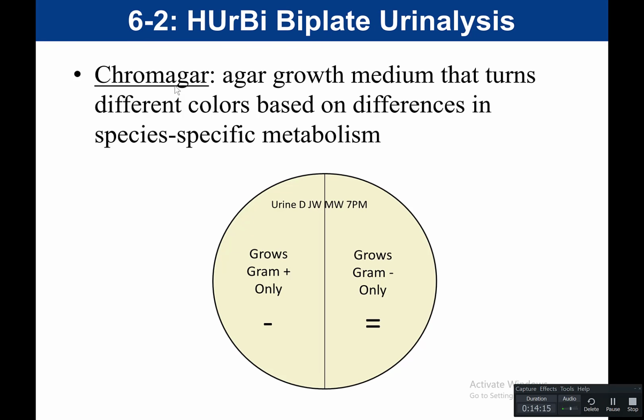When you are studying for this slide, I also indicated on this slide the selective ingredients. There are 2 selective ingredients on each side, and you want to know what are those 2 selective ingredients. So what are those selective ingredients, and what do they select for? You don't need to memorize that the side of the plate that has 1 line grows gram-positive only, and the side with 2 lines grows gram-negative only. That's not critical. But what you do need to know is what are the selective ingredients on either side of the plate, and what do they select for?